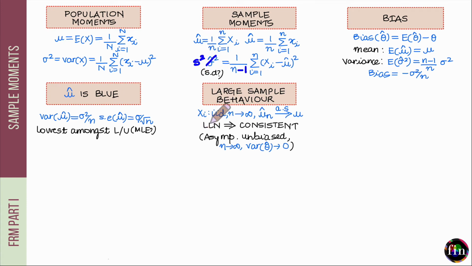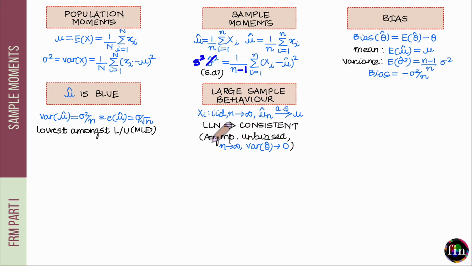Please note that law of large numbers applies to mu hat, which means that if your sampled values of x are IID, independent and identically distributed, then for large sized samples, the estimate of mu almost surely converges to the true value of mu. If law of large numbers applies to any given estimator, then it also means that that estimator is consistent. Being consistent means that the estimator satisfies two properties.